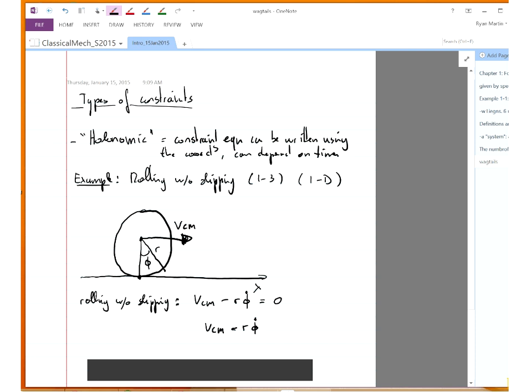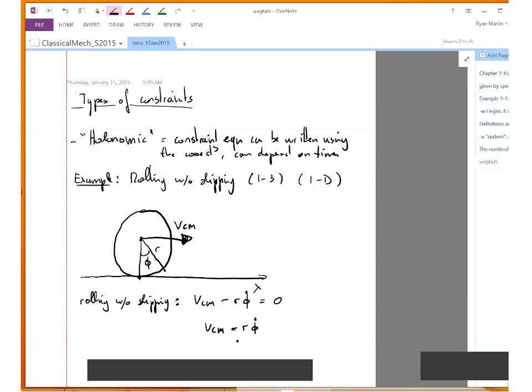I'm starting to use the dot notation now. Phi dot is d phi by dt, and maybe you would call that omega. This is just for rolling without slipping. If you look at the velocity of the point of contact, for it to be 0 means that V_CM is r phi dot. Okay. So is this a holonomic constraint?